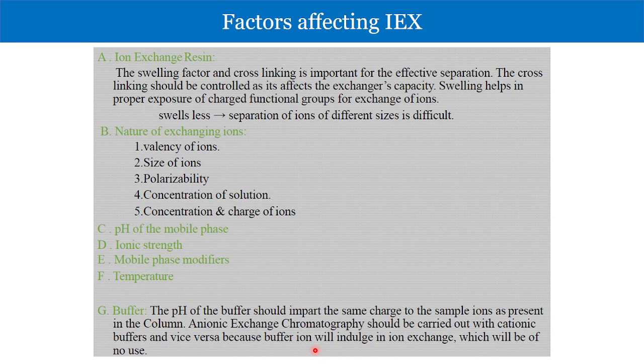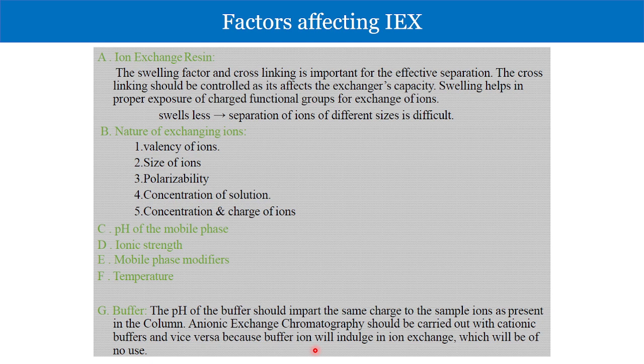The factors that affect ion exchange chromatography include the ion exchange resin, where you have the swelling factor and the cross-linking that is important for effective separation. The cross-linking should be controlled as it affects the exchanger's capacity, and swelling helps in proper exposure of charged functional groups for exchange of ions. With less swelling, separation of ions of different sizes becomes difficult. With higher swelling, the separation is more feasible.